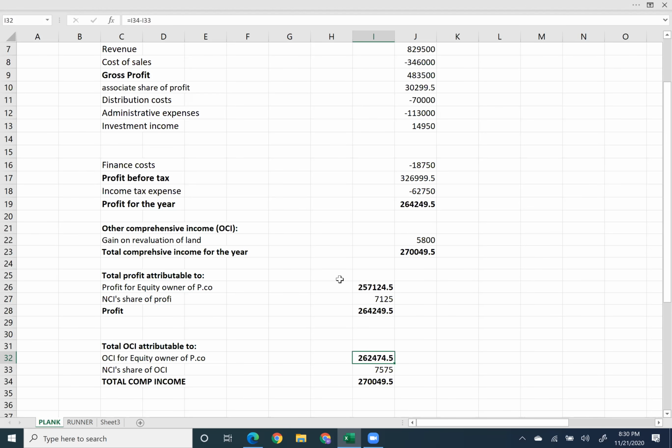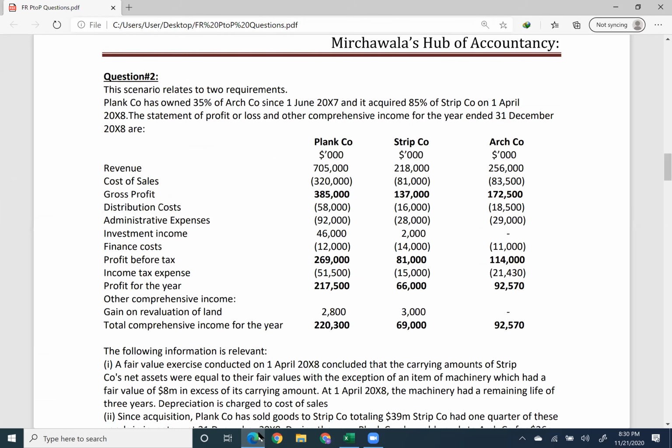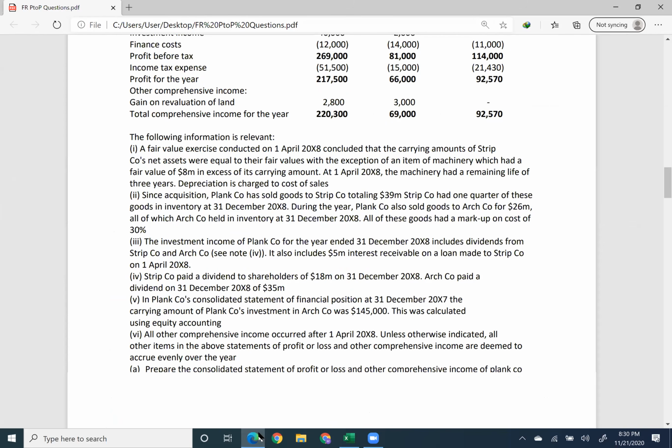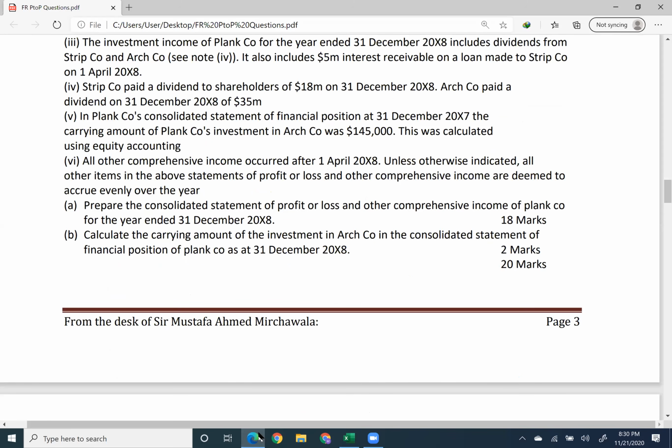Now, the next requirement. See this, this is the question. Now the last requirement. Calculate the carrying value. Read the requirement. Calculate the carrying amount of the investment in Arch company in the consolidated statement of financial position as at 31st December 08. See, this requirement relates to the balance sheet.